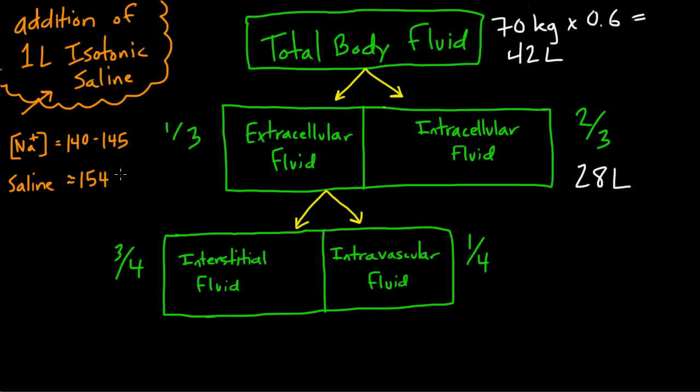When we add 1 liter of isotonic saline to total body water, we expand the volume of the extracellular fluid compartment only. We expand it by 1 liter. And that is because sodium is restricted to the extracellular fluid compartment. We don't expand the intracellular fluid compartment volume at all. Of the 1 liter that's added to the extracellular fluid compartment, again, 3/4 will go into the interstitial fluid compartment, and 1/4 of the extra liter, or 250 milliliters, will go to the intravascular fluid compartment.